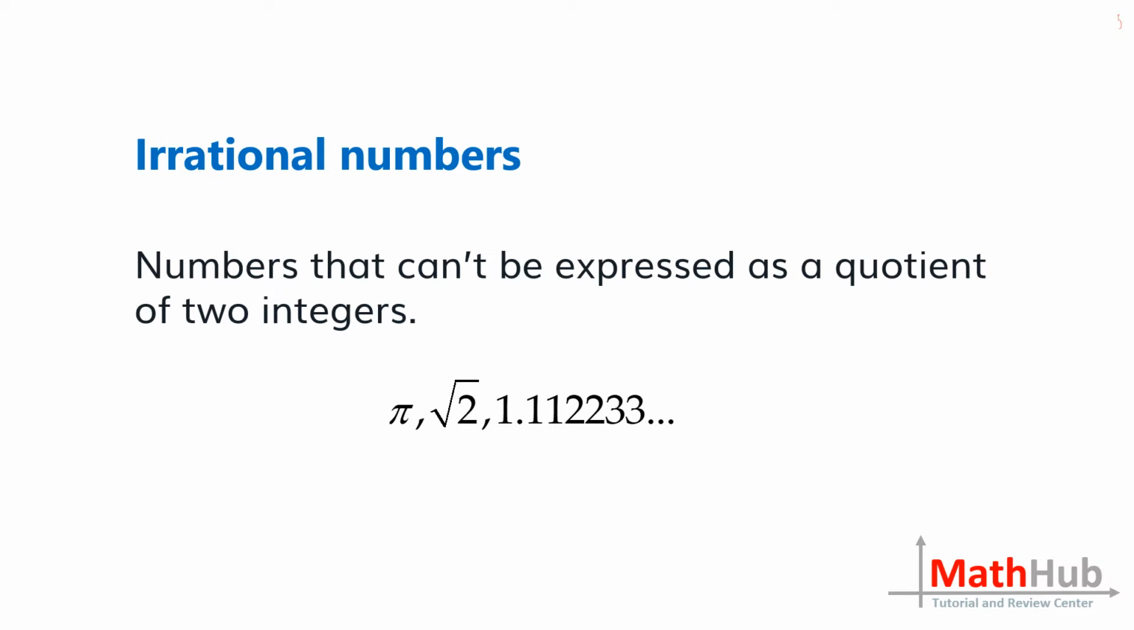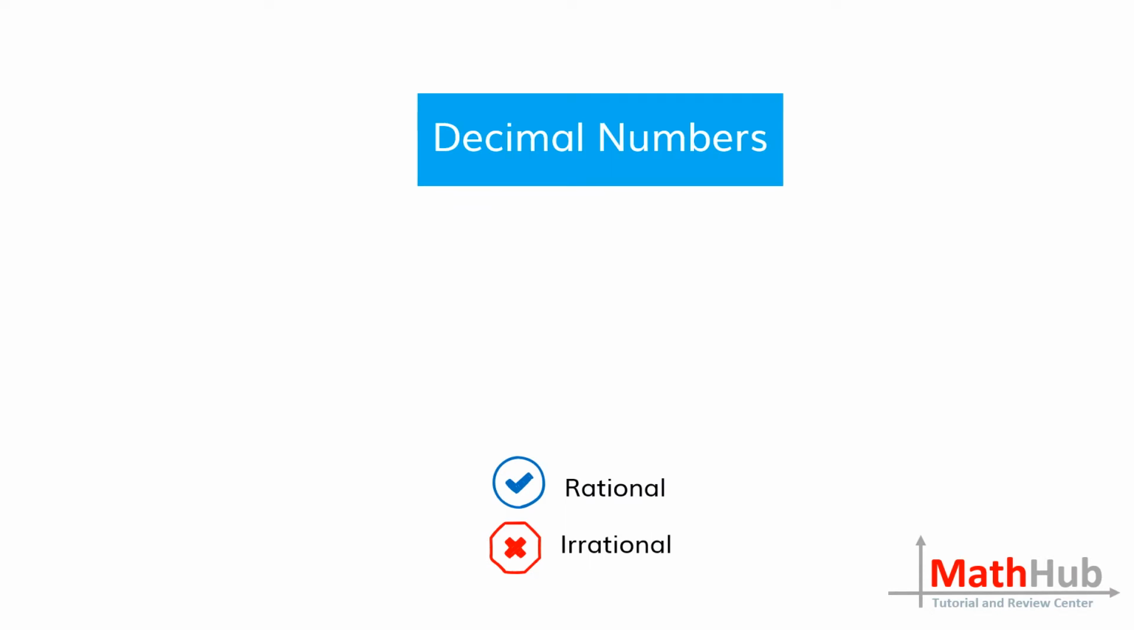Square root of 2, actually all the numbers that are not perfect squares. For example, square root of 3, square root of 5, and also this decimal number here. I will explain later how we can determine whether a decimal number is a rational number or an irrational number. For this one, we have a flow chart. This flow chart will enable us to determine whether a decimal number is rational or irrational.